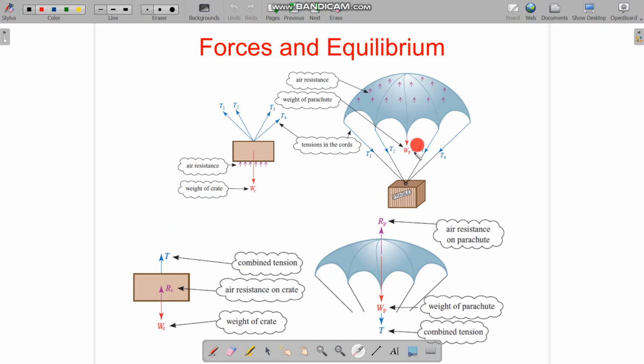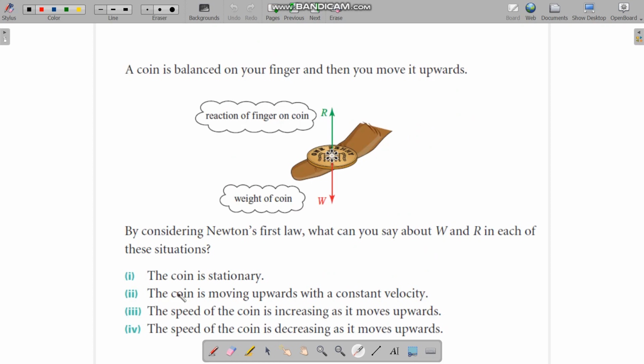For example, here we have a box with a parachute. We have 4 tension forces here. We can simplify it into one, just like one tension force. And for the air resistance force, we can just simplify into one simple resistance line.